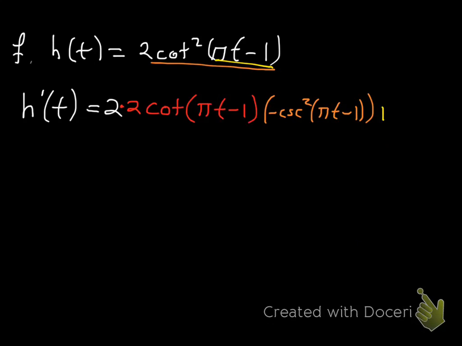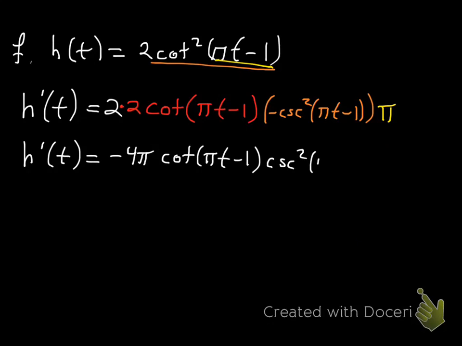And then we have to take the derivative of the inside piece, which is pi t minus 1, which will just give us pi. So repackaging that, the negative comes out. 2 times 2 is 4. There's the pi. Cotangent of pi t minus 1, cosecant squared of pi t minus 1. So we had to apply the chain rule twice in this problem because it was a composition of three functions.